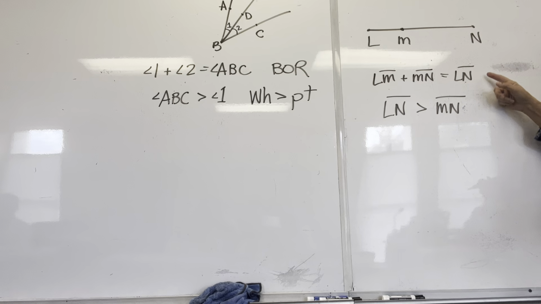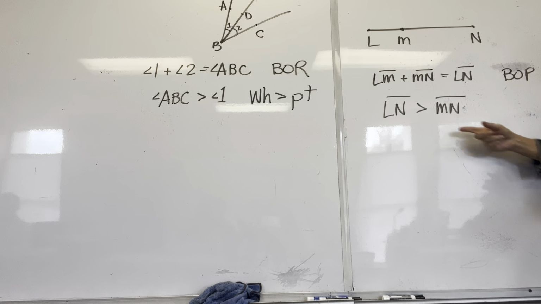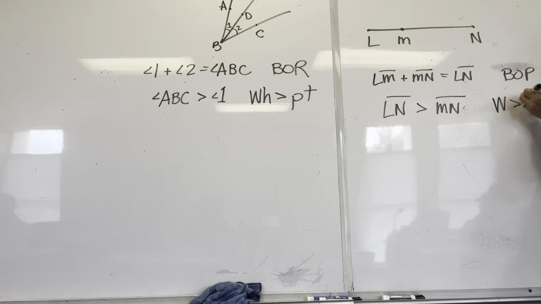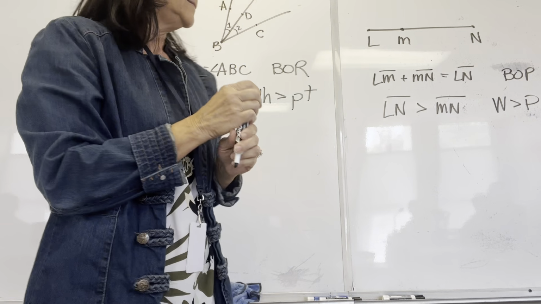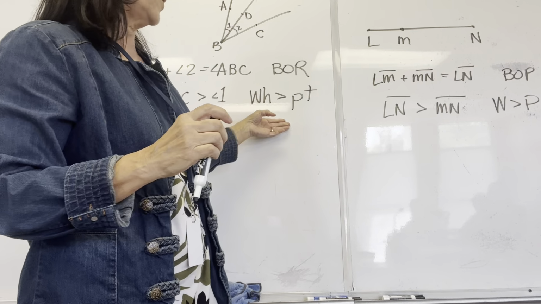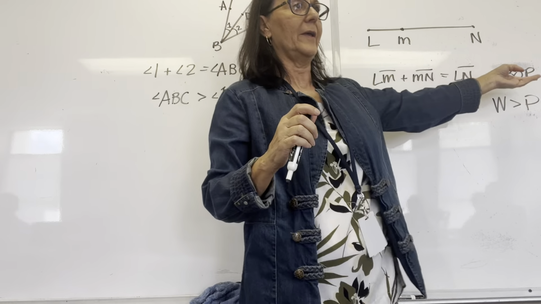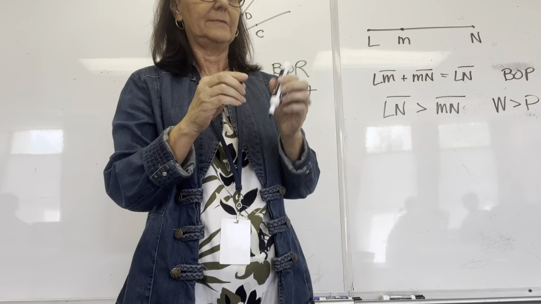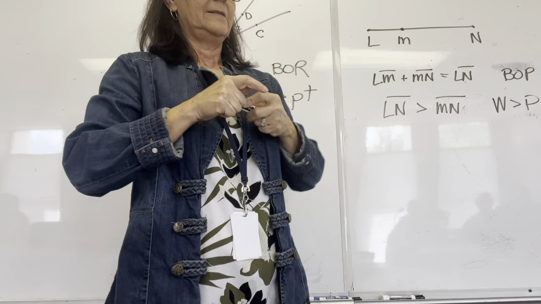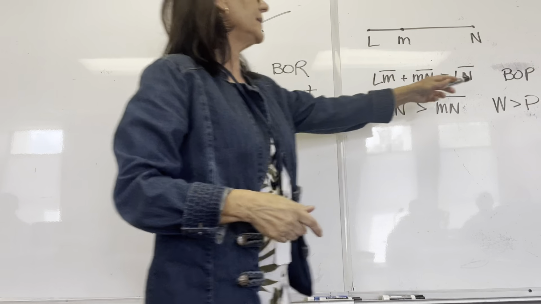Okay. What is this? This is betweenness of points. And this is whole greater than part. You got it? Can we write BOP and W greater than P? No. Write whole greater than part. You can write BOR, BOP.